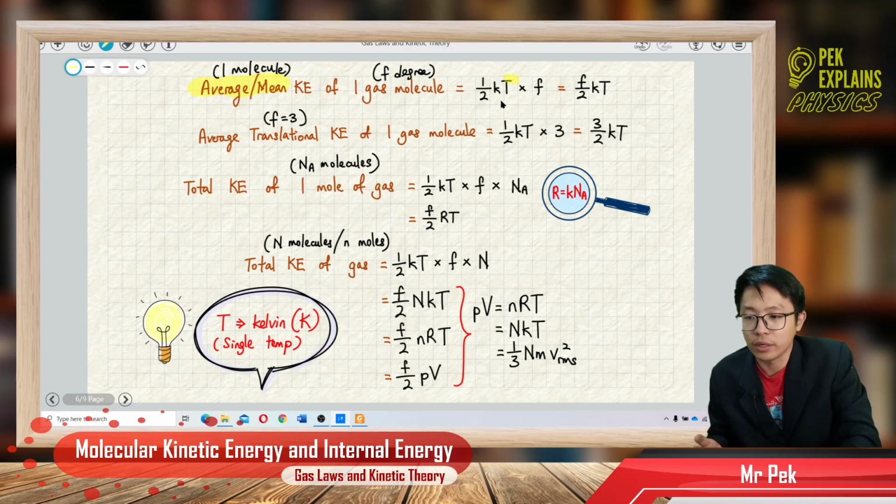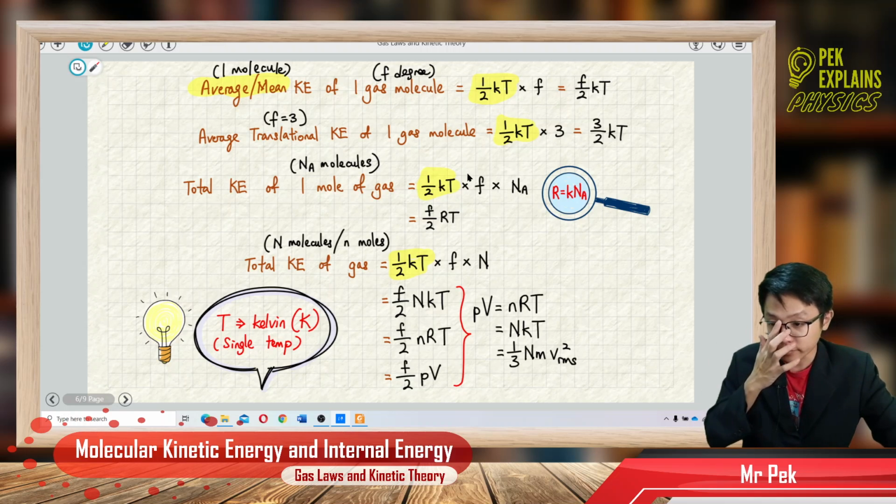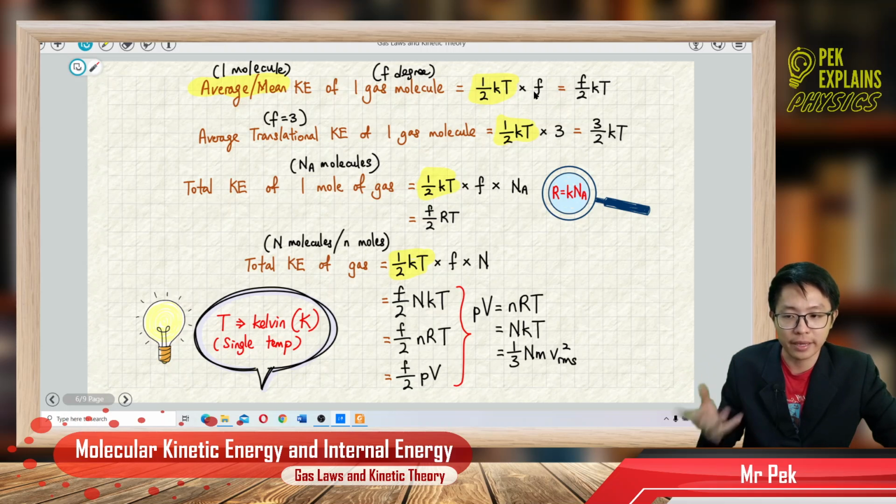In all the questions, I always start with half kT, half kT, half kT. And the last one also, I start with half kT. You see that? I already said this half kT is the building block, the building block for all the energy. So for one gas molecule with F degrees of freedom, just multiply by F, and you get F over 2 kT.